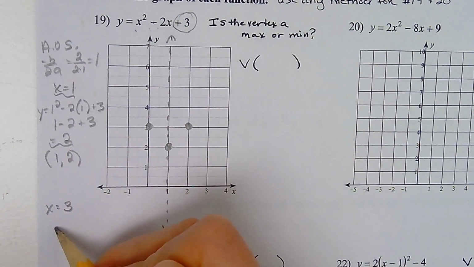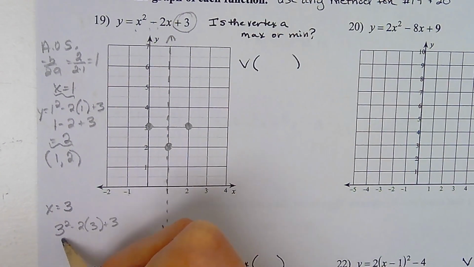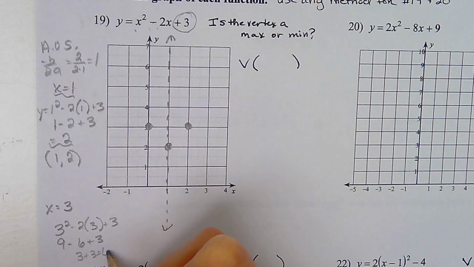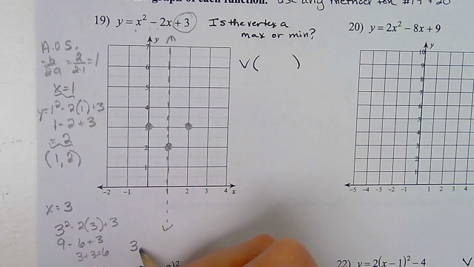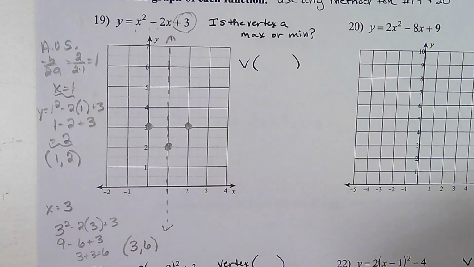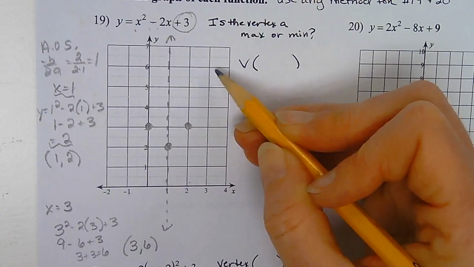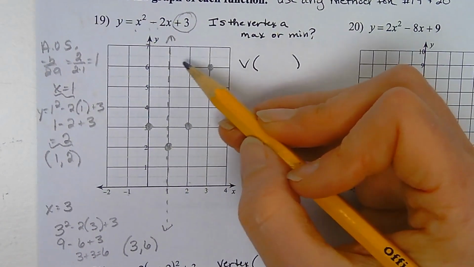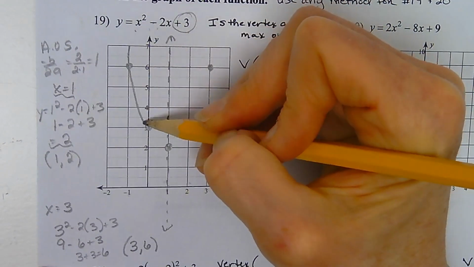So when x equals 3, it's 3 squared minus 2 times 3 plus 3. That's 9 minus 6 plus 3. That's 3 plus 3, that's 6. So when I put x equals 3 into the function, I get out the value of 6. So I'm going to plot that point. 1, 2, 3, 1, 2, 3, 4, 5, 6. And I can mirror that point too. And there's the parabola.